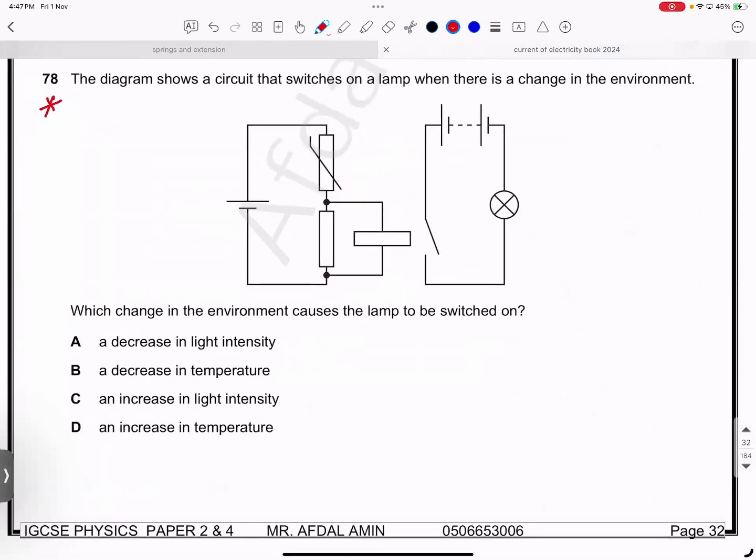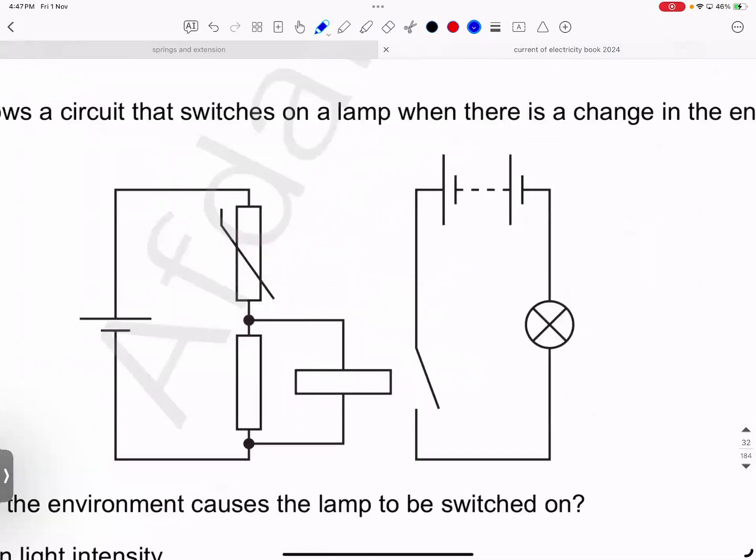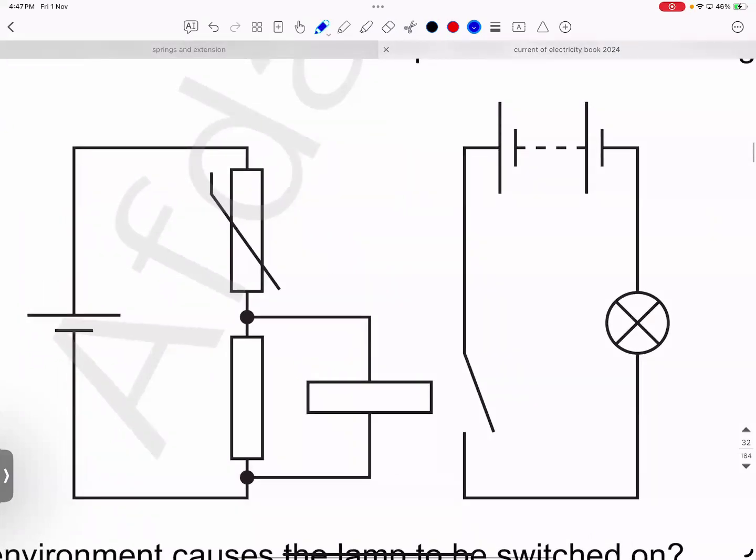Question number 78. This should be your review list question. This is a relay circuit. The diagram shows a circuit that switches on a lamp when there is a change in environment. Which change in environment causes the lamp to be switched on? We will get the answer from here. To make the lamp on, this switch must be closed.